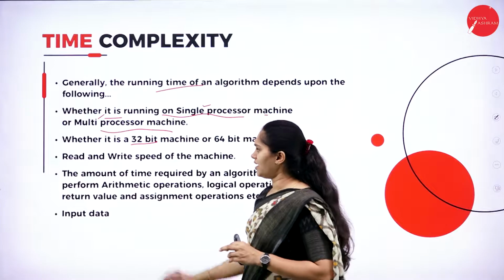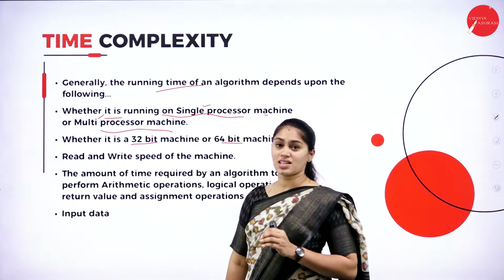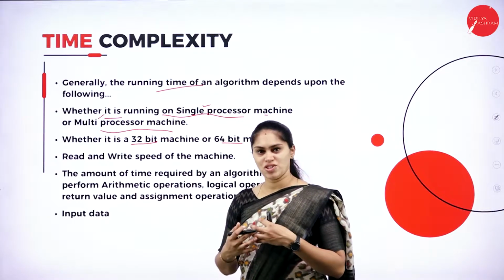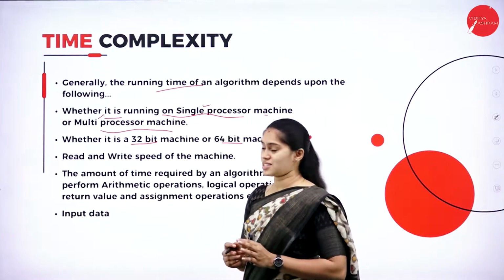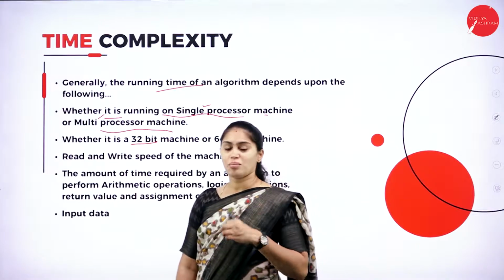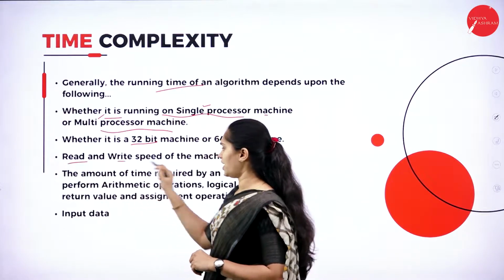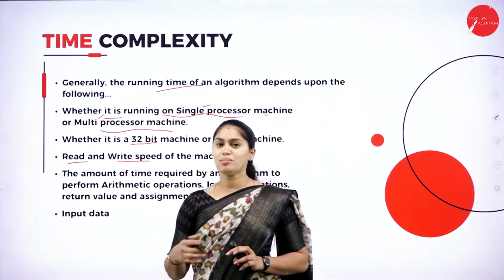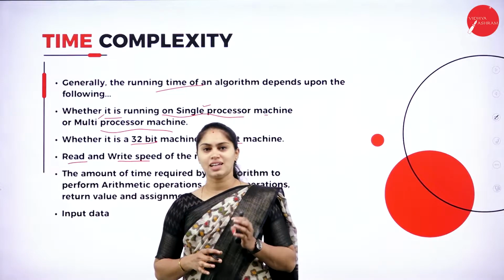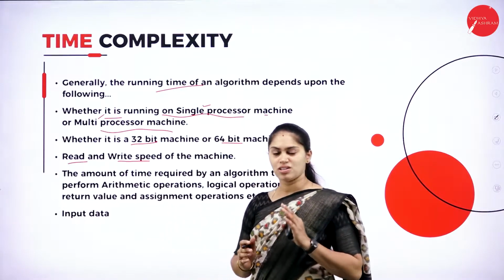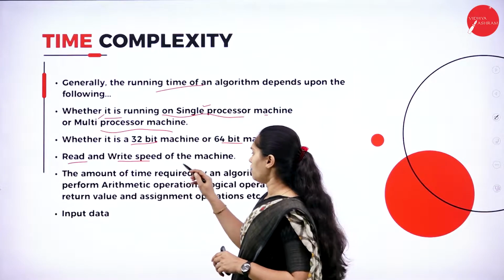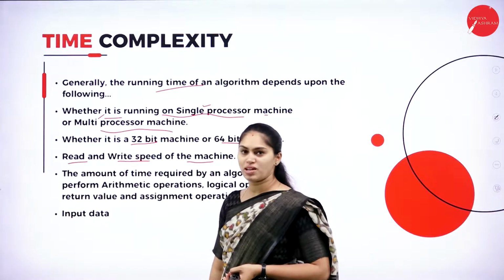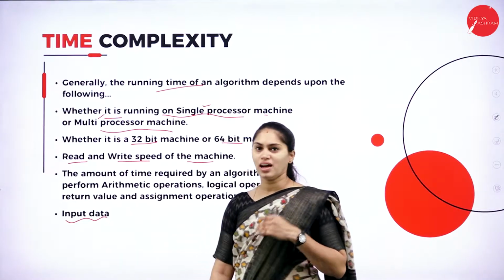Whether it is a 32-bit machine or a 64-bit machine, based on the processor speed we check how efficient it is, and also the amount of time it takes for read and write operations. Whether we are copying content from memory to program or program to memory, that defines the read and write operation. How much time the machine takes for that operation specifies the speed of the machine. And it also depends on the input data.